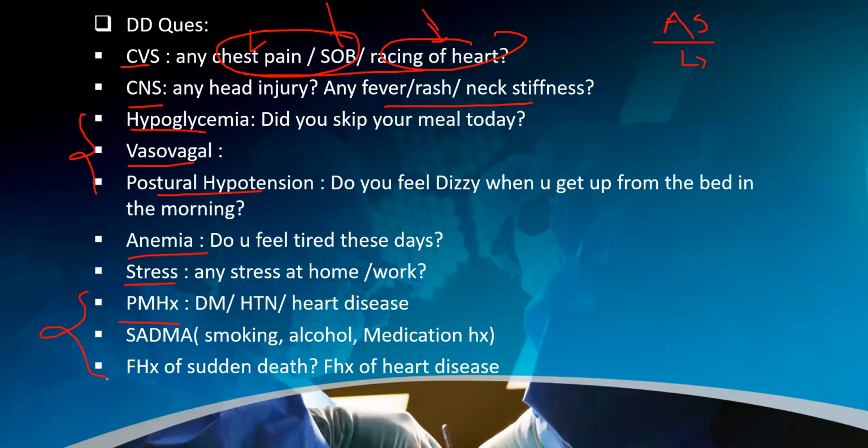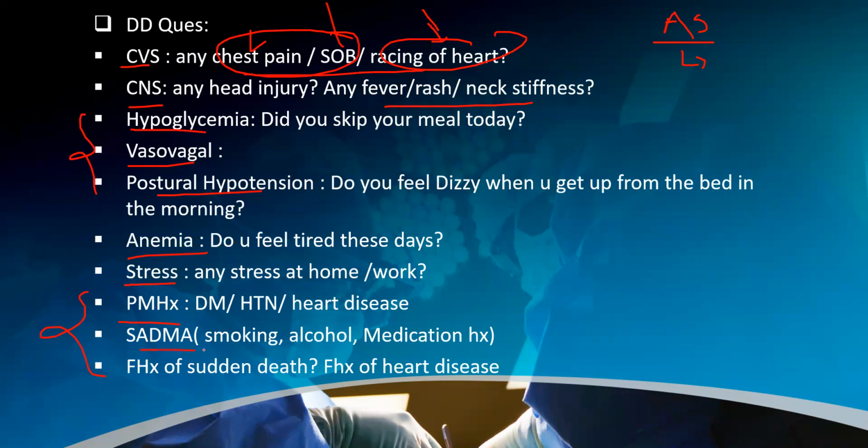Remember, you always wrap up your history with these three things, especially in medicine. Past medical history: how's your general health? Do you have any medical condition like diabetes, high blood pressure, or any other heart disease? You can ask about specific conditions depending on the case. For this case, diabetes, hypertension, and heart disease are important.